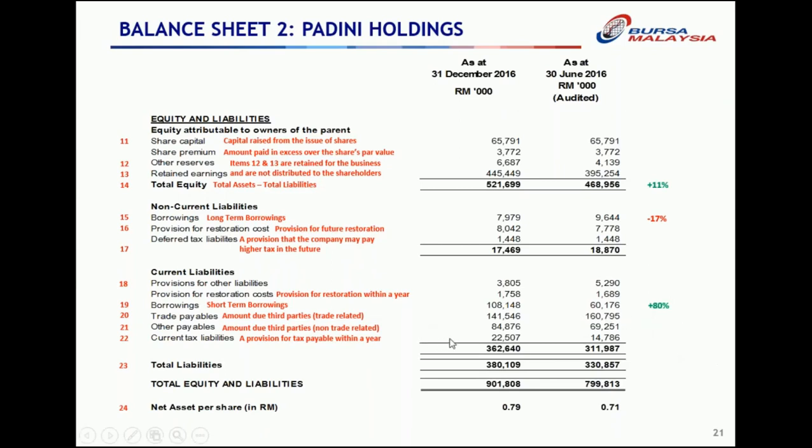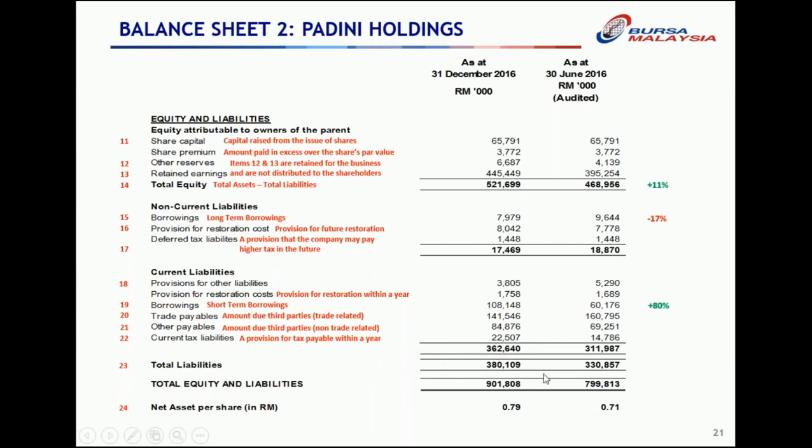Trade payables, amounts due to third parties, again, these are related to suppliers, whereas trade receivables normally are from their distributors. This one they have to pay their suppliers. Other payables, these are non-trade related. When it's trade related, it means suppliers that are supplying their inventories and so on, because it is related to that trade. Current tax liabilities, provision for tax payable within a year. These are pretty common.